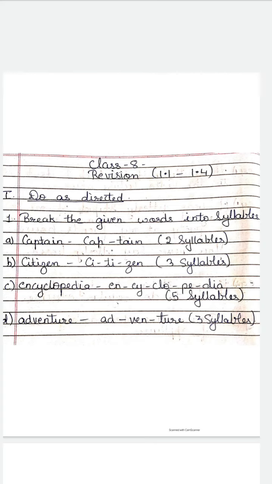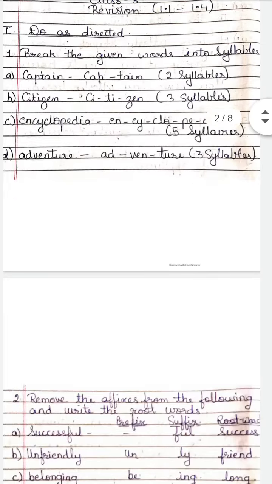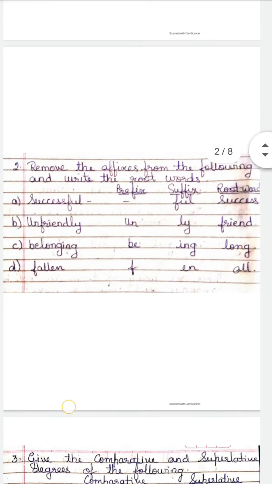Next word is adventure. This word can be broken into 3 syllables. So this is the way you have to write the answers. Any word can be asked.